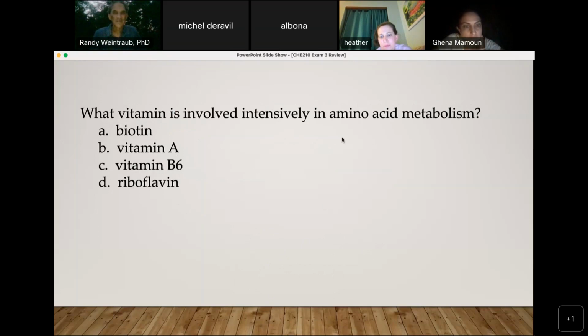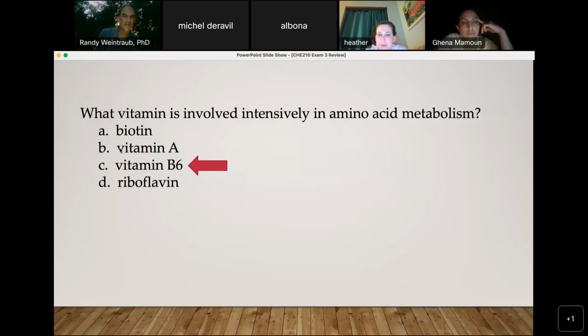What vitamin is involved intensively in amino acid metabolism? Riboflavin? Okay, riboflavin is mainly an energy cofactor. B6? Okay, it is B6. So B6 and B12 are a little bit different than the other B vitamins. The other B vitamins are cofactors in energy-related functions.